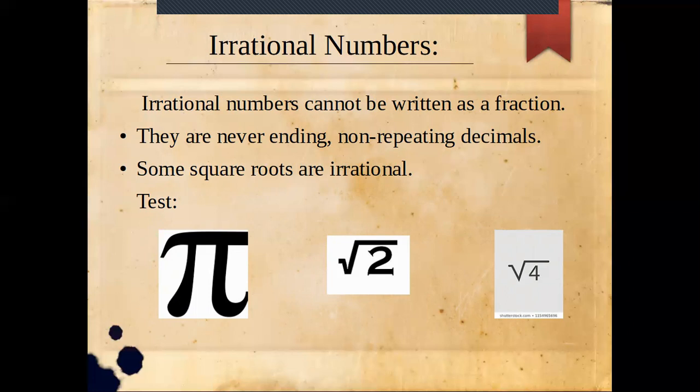Okay, so pi. Pi is irrational because it's a never-ending, non-repeating decimal. Root 2. That is also irrational. Root 4. If you thought about this closely, root 4 is actually just 2. So that was a trick one. That is rational. Root 4 is just 2.